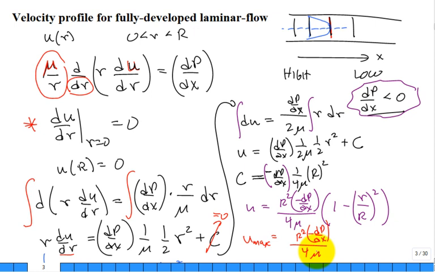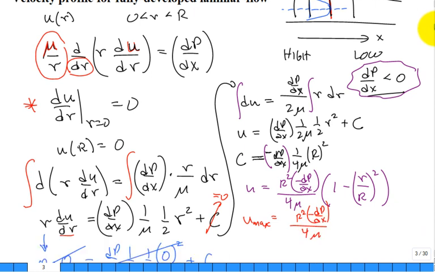So you could replace it. You could say that u is equal to u max times 1 minus r over cap R, squared. Kind of a classic result, laminar flow. Too bad most pipe flow is turbulent, but it's nice to have an analytic solution.